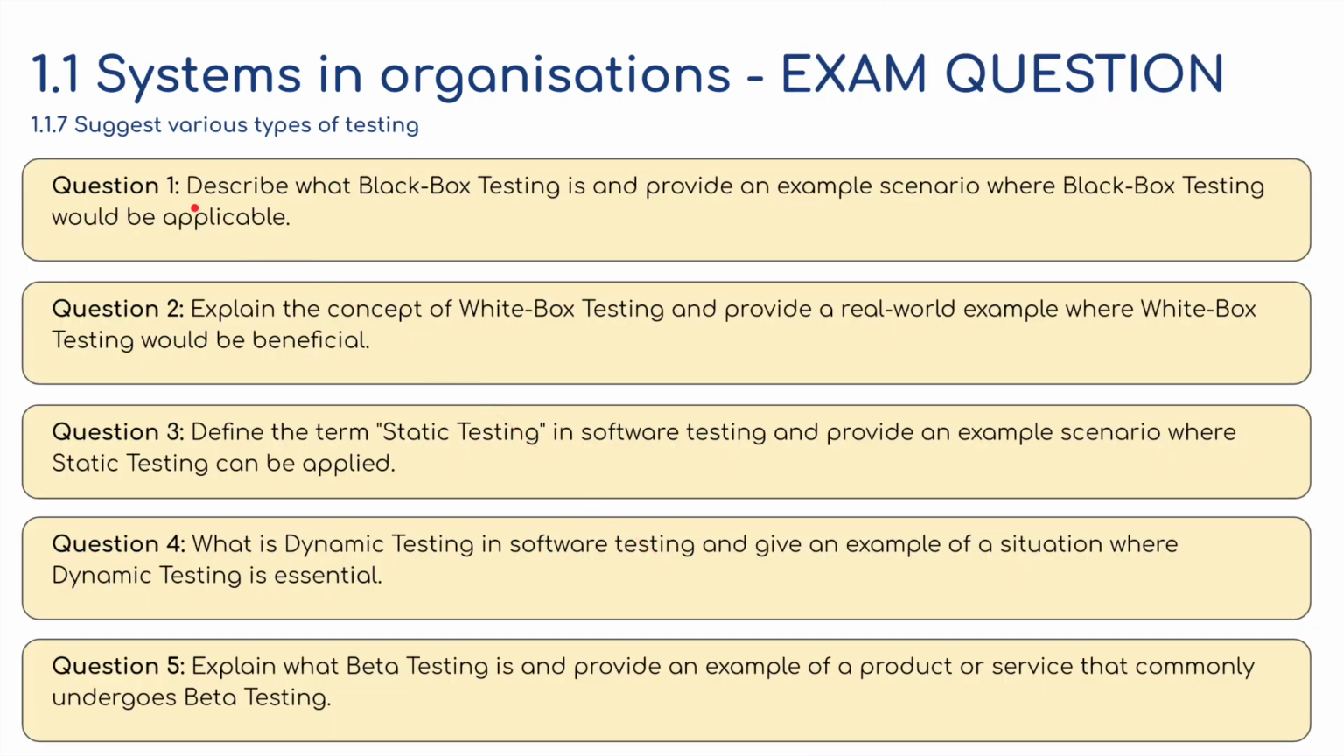As always, I've got some exam questions from past papers. Number 1, describe what black box testing is and provide an example scenario where black box testing would be applicable. Question 2, explain the concept of white box testing and provide a real-world example again. Question 3, define the term static testing in software testing and provide an example scenario where static testing can be applied. Dynamic testing for question 4, and then finally explain what beta testing is and provide an example of a product or service that commonly undergoes beta testing.